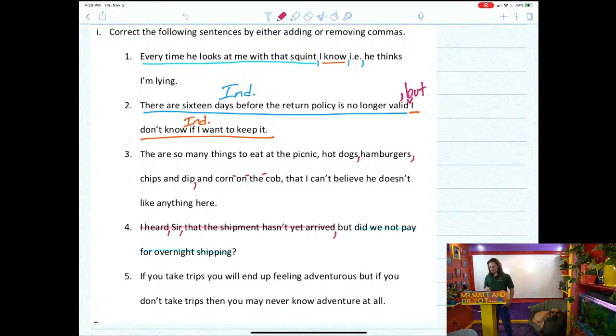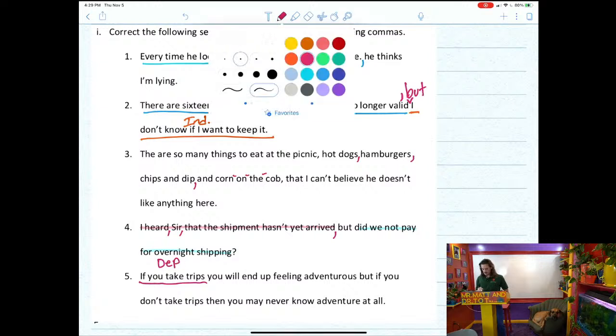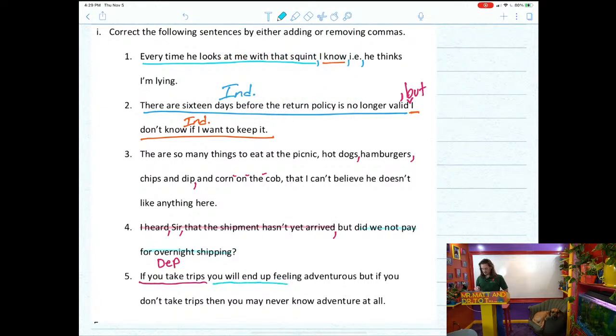And lastly, we have number five. If you take trips, you will end up feeling adventurous, but if you don't take trips, then you may never know adventure at all. So if you take trips, that's a dependent clause. You will end up feeling adventurous. That's an independent clause. Between a dependent and an independent clause, we need a comma. So we need a comma between trips and you.